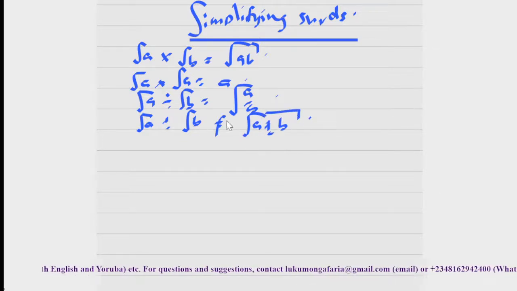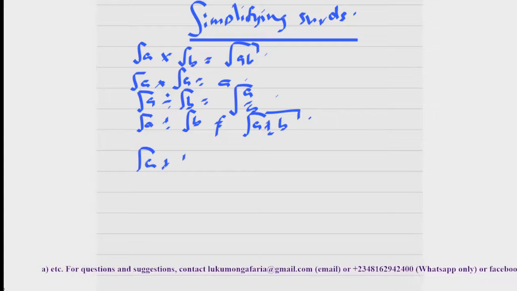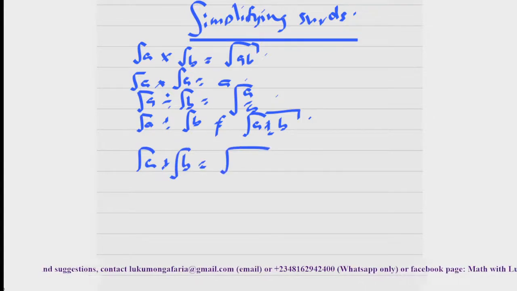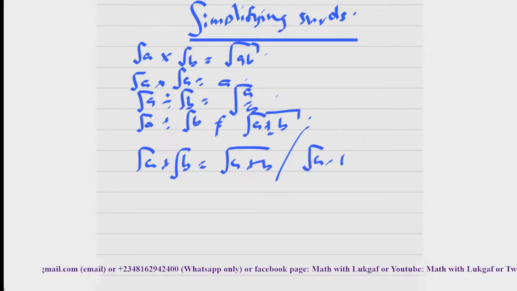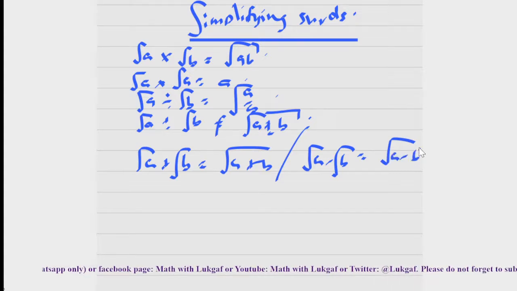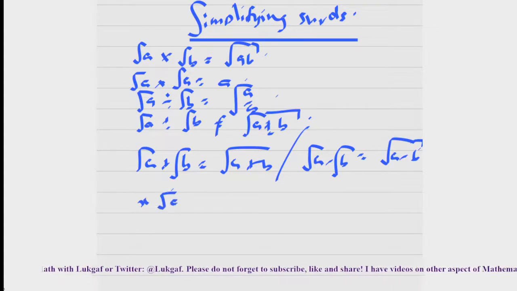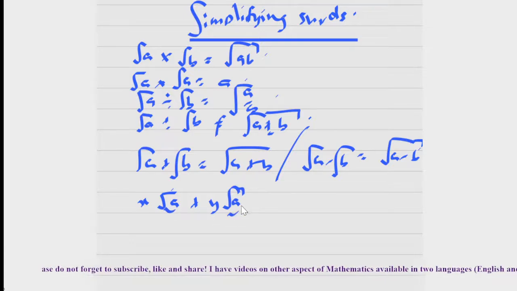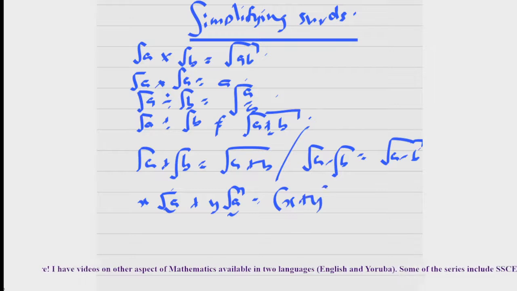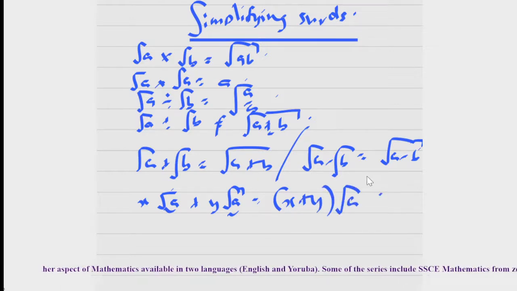You understand now? So when you have root A plus root B, it is not the same thing as root of A plus B. And root A minus root B is also not the same thing as root of A minus B, but rather you can add their coefficients. Maybe when you have x root A plus y root A, you can see they have the same surd and different coefficients. So in this case, you can add their coefficients together and just put the surd.